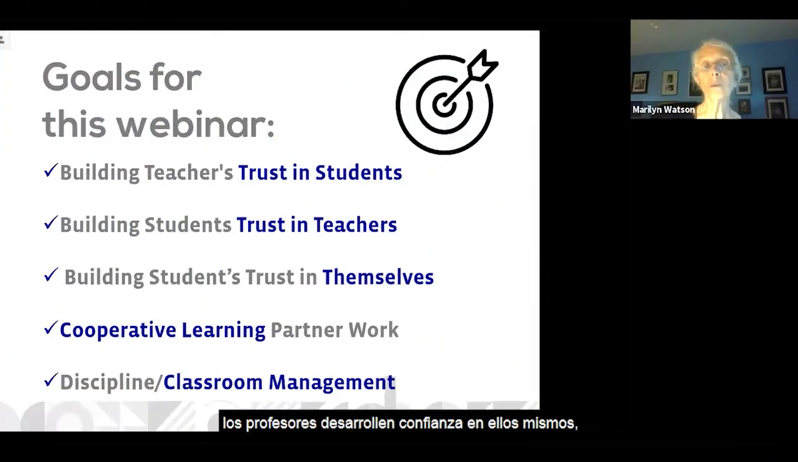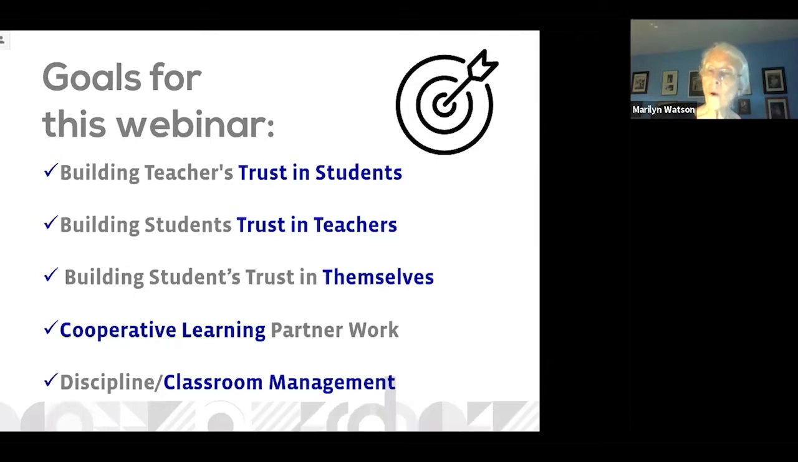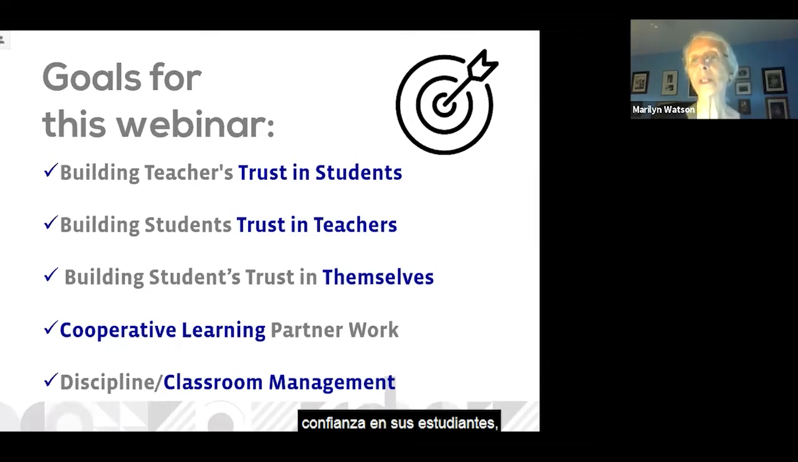to talk about ways that teachers can build their own trust in their students. Ways that teachers can build trust in their students, of them, and ways to build students to trust themselves as good people. So it's three different kinds of trust.